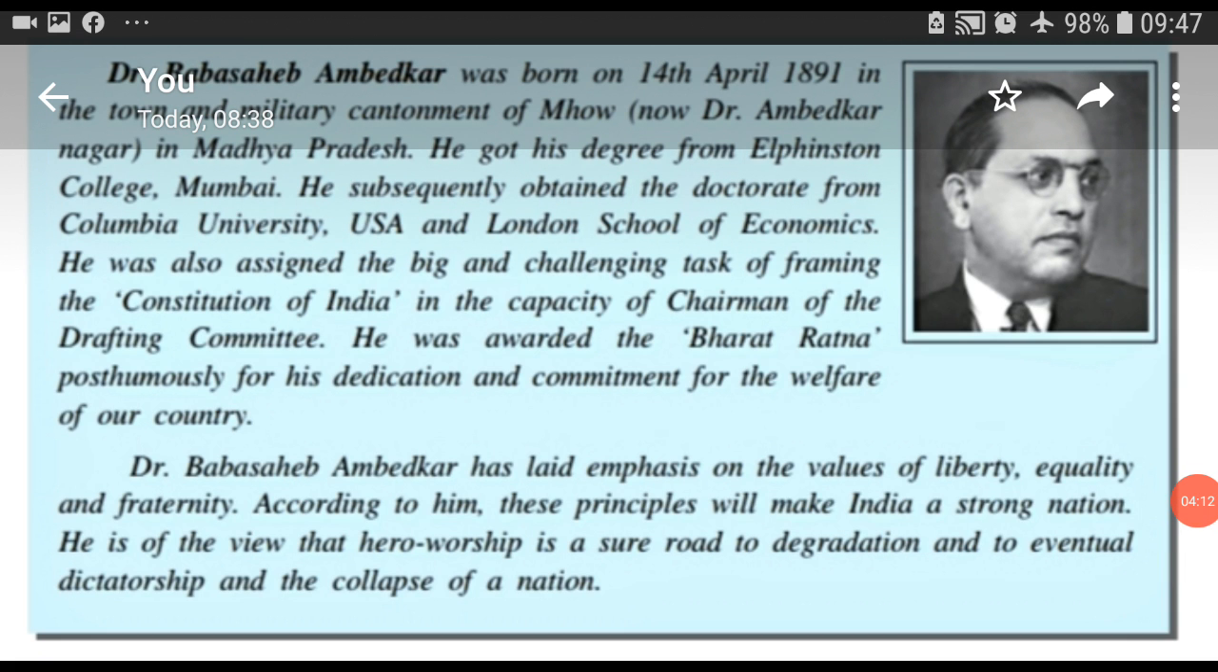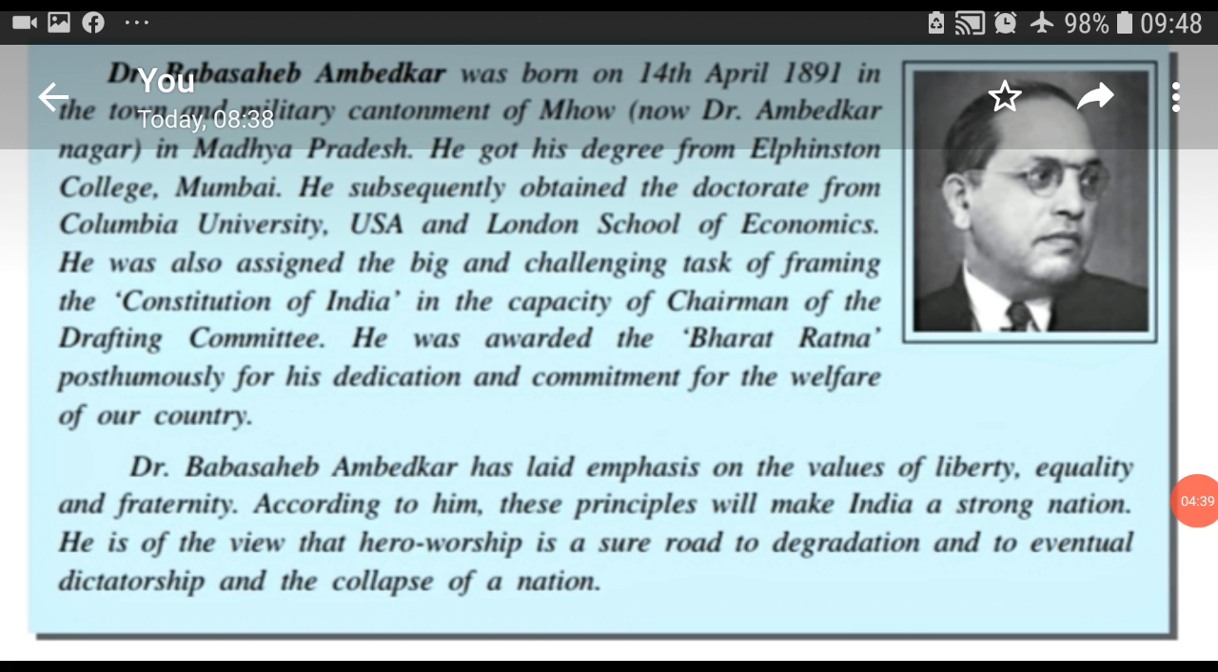Dr. Babasaheb Ambedkar has laid emphasis on the values of liberty, equality, and fraternity. According to him, these principles will make India a strong nation. He is of the view that hero worship is a sure road to degradation and to eventual dictatorship and the collapse of a nation.